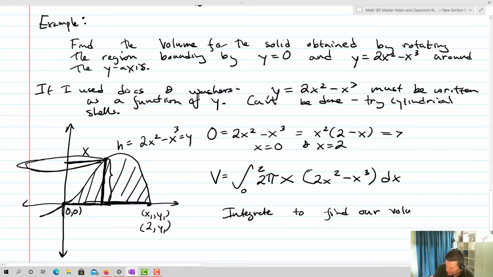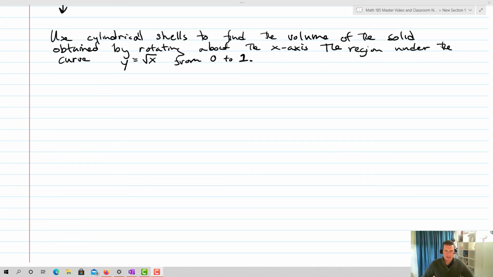And that's it. What this is really about, and you'll get better and better at your integration as you work more with it, is how do we visualize finding this volume? How do we determine that we're going to utilize cylindrical shells? And then once we do, how do we imagine what the height is and what the radius is going to be? So let's look at another example.